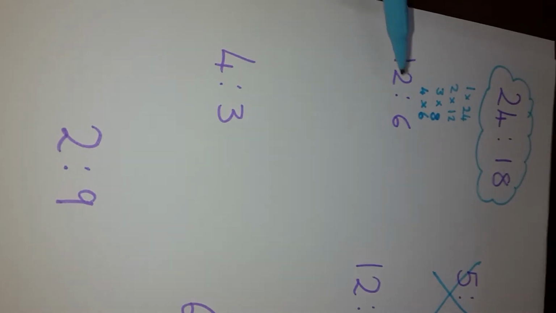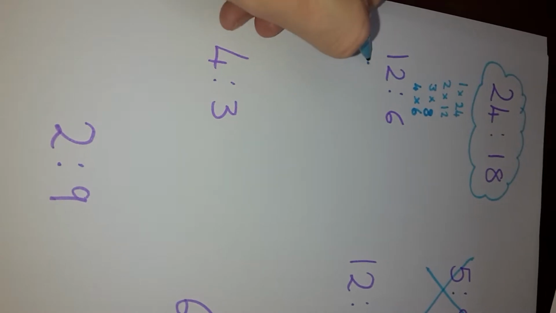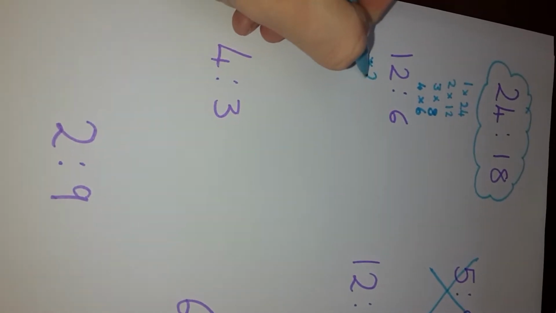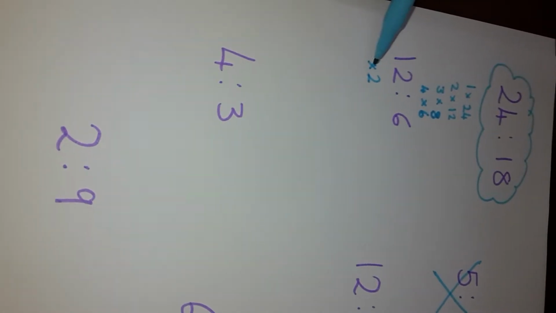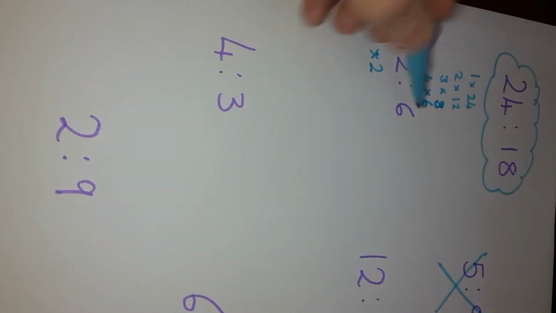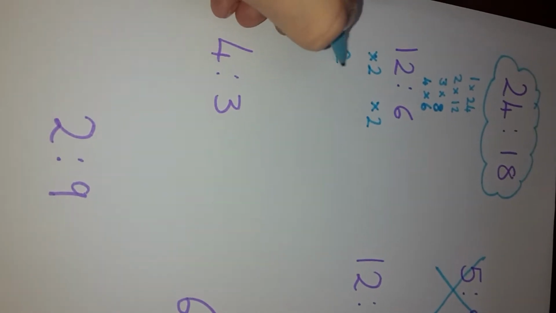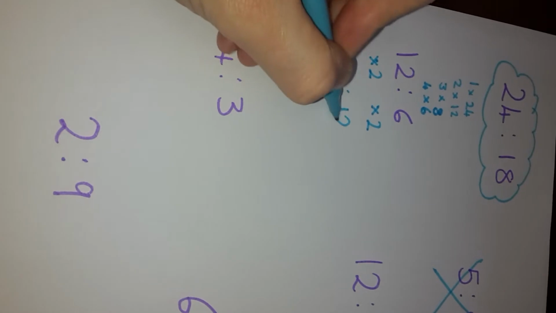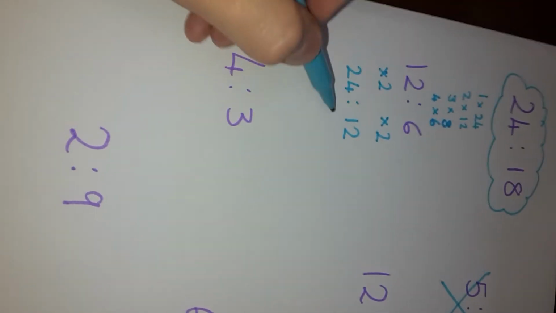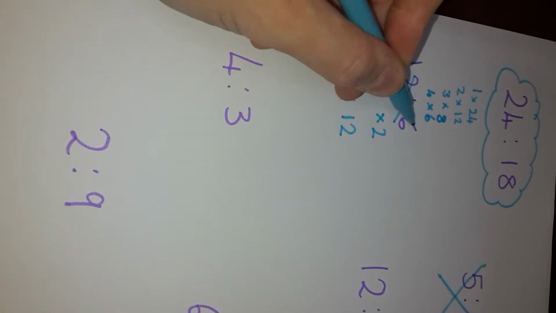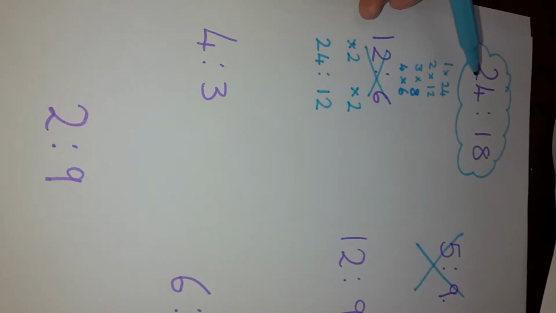That's great. So how do we get from 12 to 24? Well, we times this by 2. That means whatever we do to this side, to keep it in the same proportion, we need to do to this side. So we're going to times 6 by 2, and we end up with 24 to 12. Well, this is not the same as 24 to 18, so I know for a fact that this is not a simplified ratio of our original one.